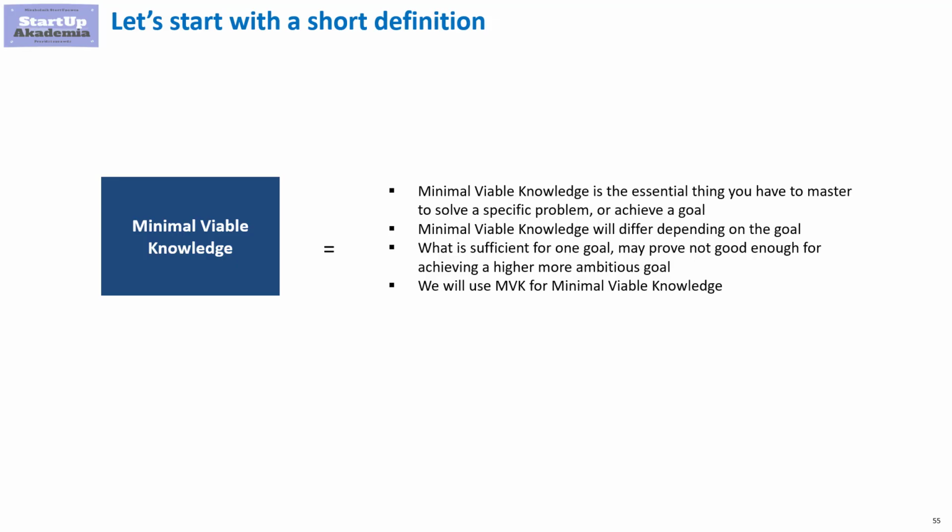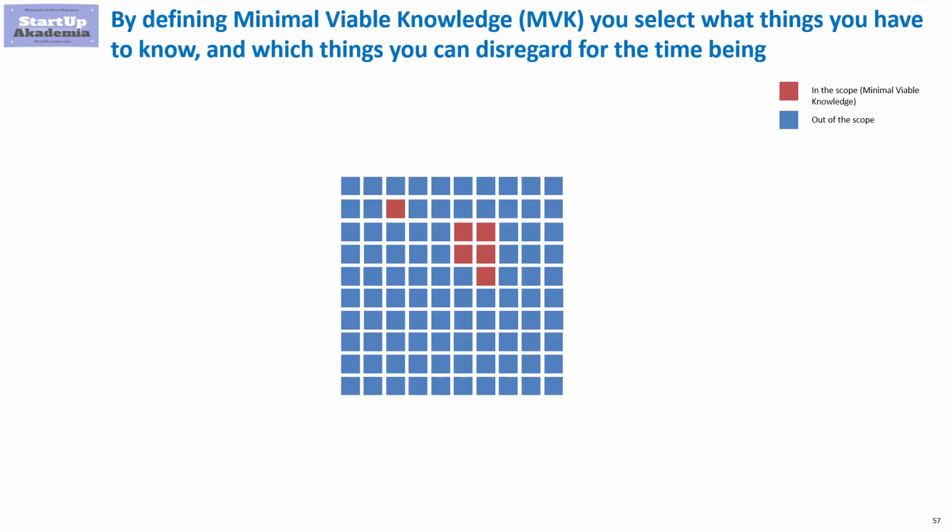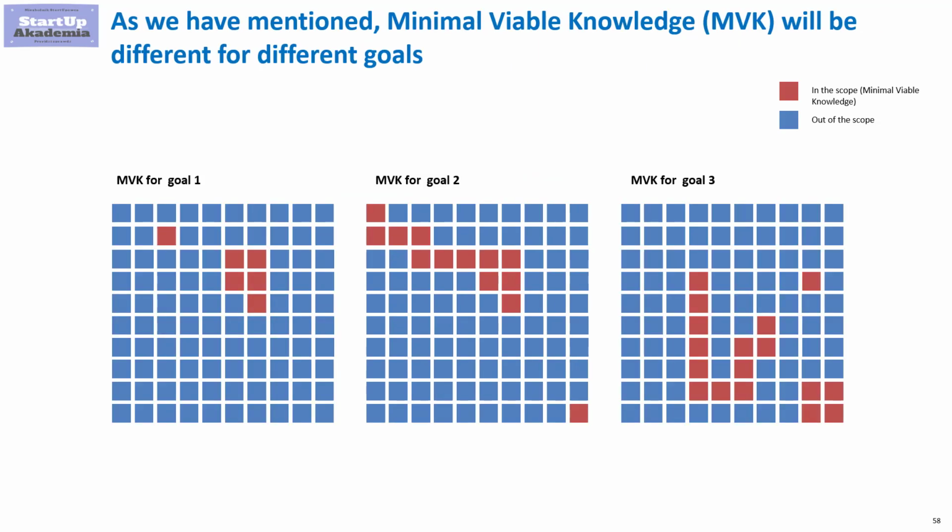The idea behind minimal viable knowledge is to first define the goal, and based on that, identify what things you should know. By defining minimal viable knowledge, you select what things you have to know and which things you can disregard for the time being. As we have mentioned, minimal viable knowledge will be different for different goals. Here you can see the minimal viable knowledge for 3 different goals.